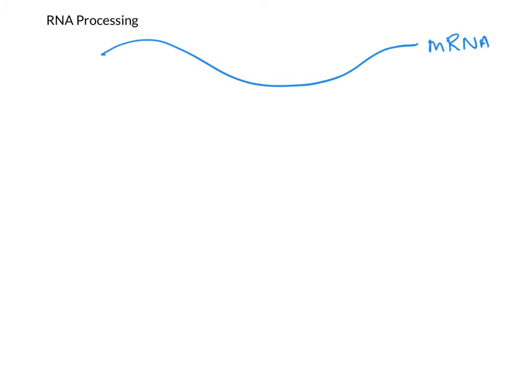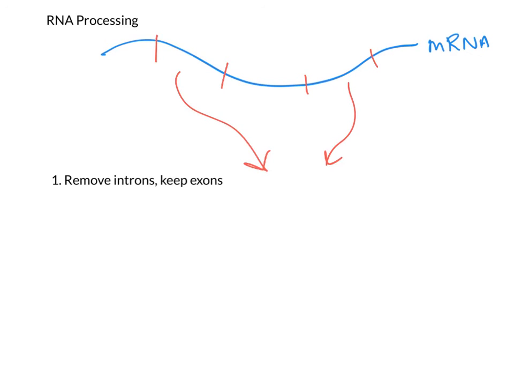The next step is RNA processing. There are 3 things we have to do. The first is to remove any of the junk that we call introns and keep the exons. So basically, we're going to splice our piece of mRNA apart, and we're going to only keep the exons, the parts that matter, and we'll stick them together.